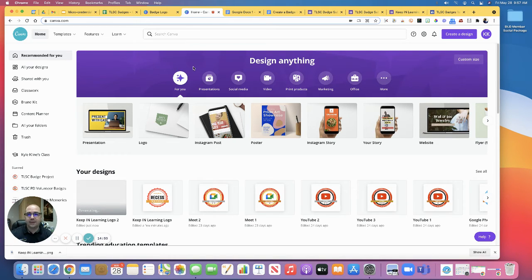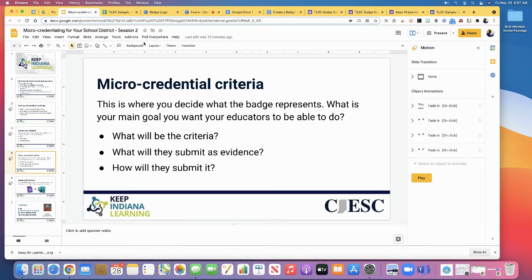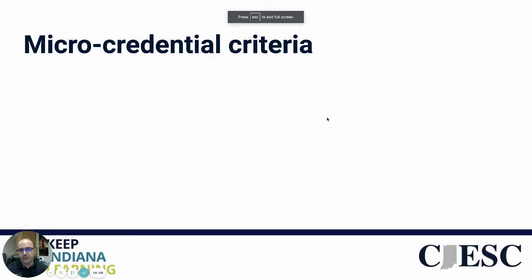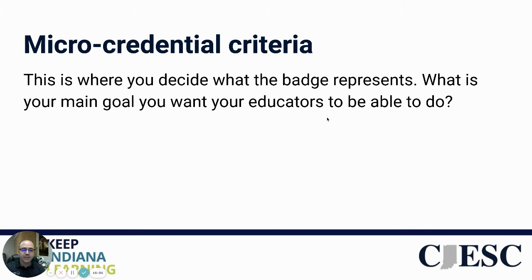Notice I still have it down here on the bottom, because for my next step, we want to talk about our criteria. What's going to be our criteria for our micro-credentials? This will be different for each one; some of them will have more bullet points, some a little bit less. So we want to talk about what the badge represents, what's going to be your main goal, and what you want your educators to be able to do. So we talk about criteria.